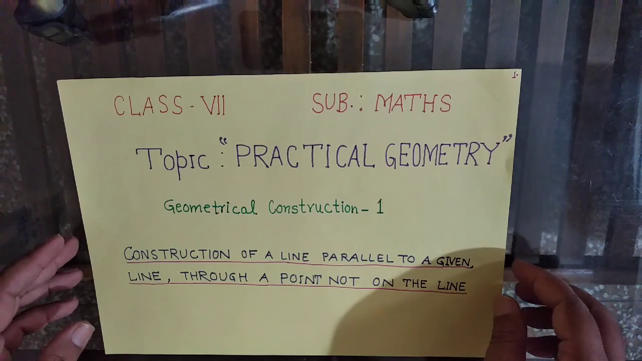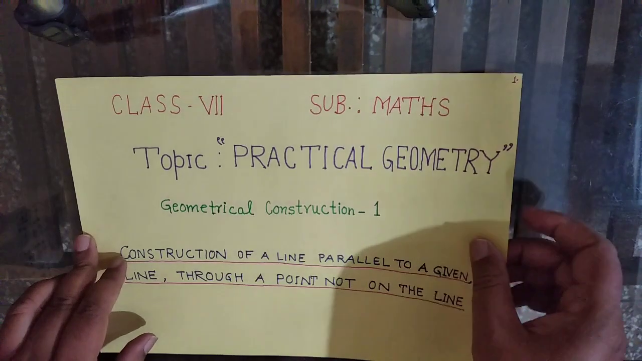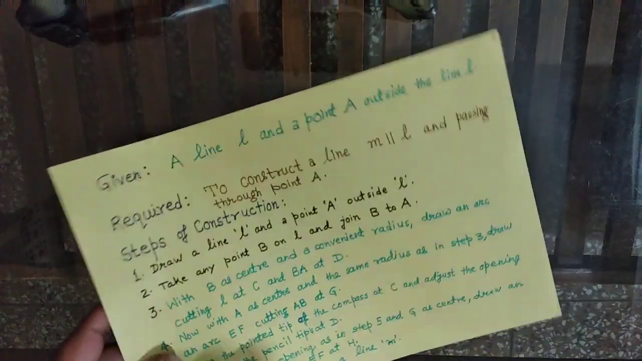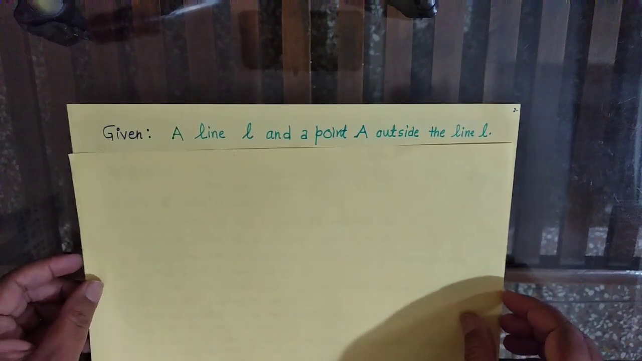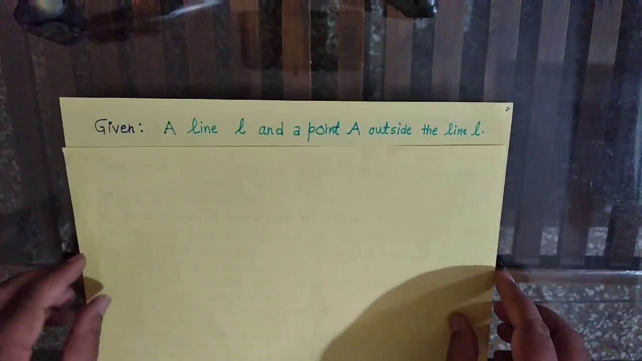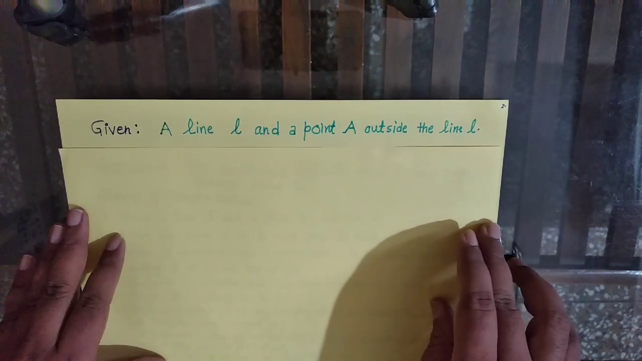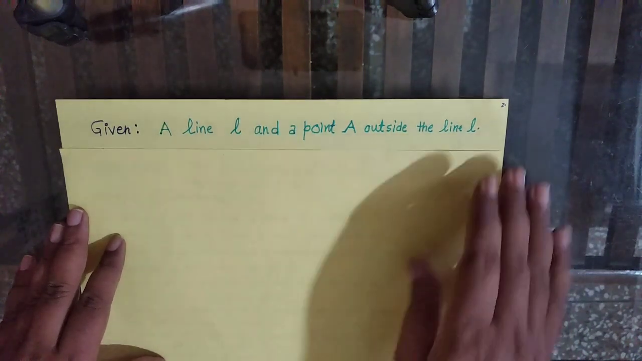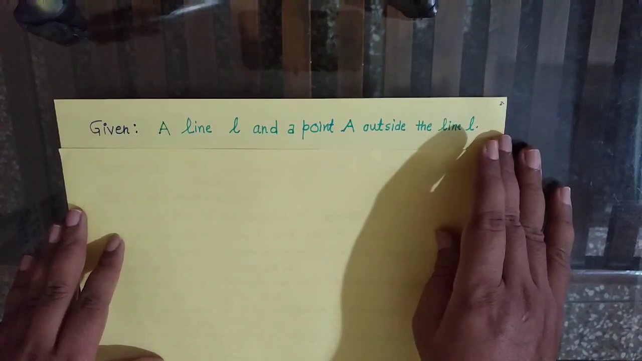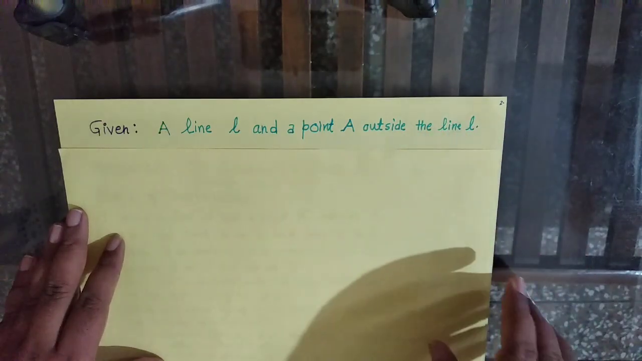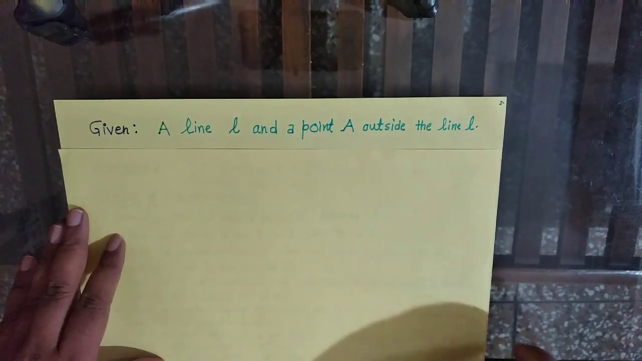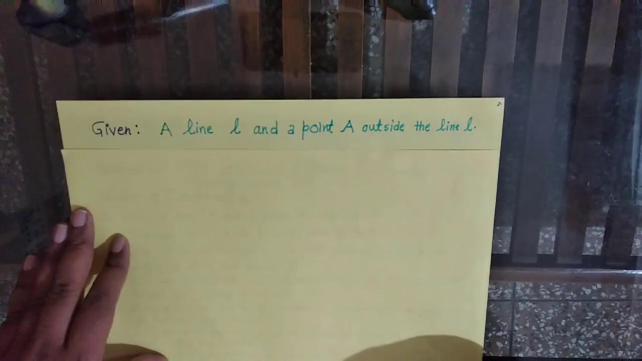First of all, we write a heading, Given. Here we have a given line L and a point A outside the line. Here a line L is given and a point A is also given, which is outside the line.